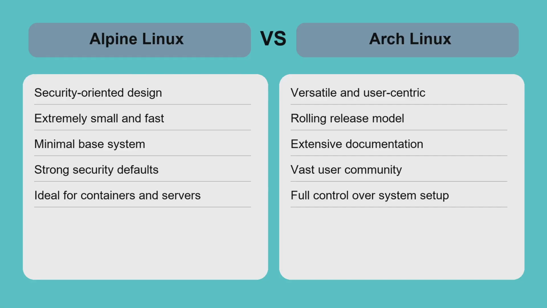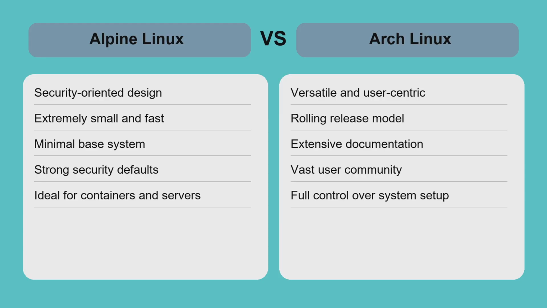Alpine Linux and Arch Linux serve different needs despite both being minimal at their core. Alpine is optimized for security and lightweight operation, making it excellent for servers, containers, and embedded systems. Arch, on the other hand, offers a bleeding-edge, customizable experience suited for desktops and power users. Alpine's smaller package base means fewer pre-installed tools, while Arch's larger repositories provide more software options.